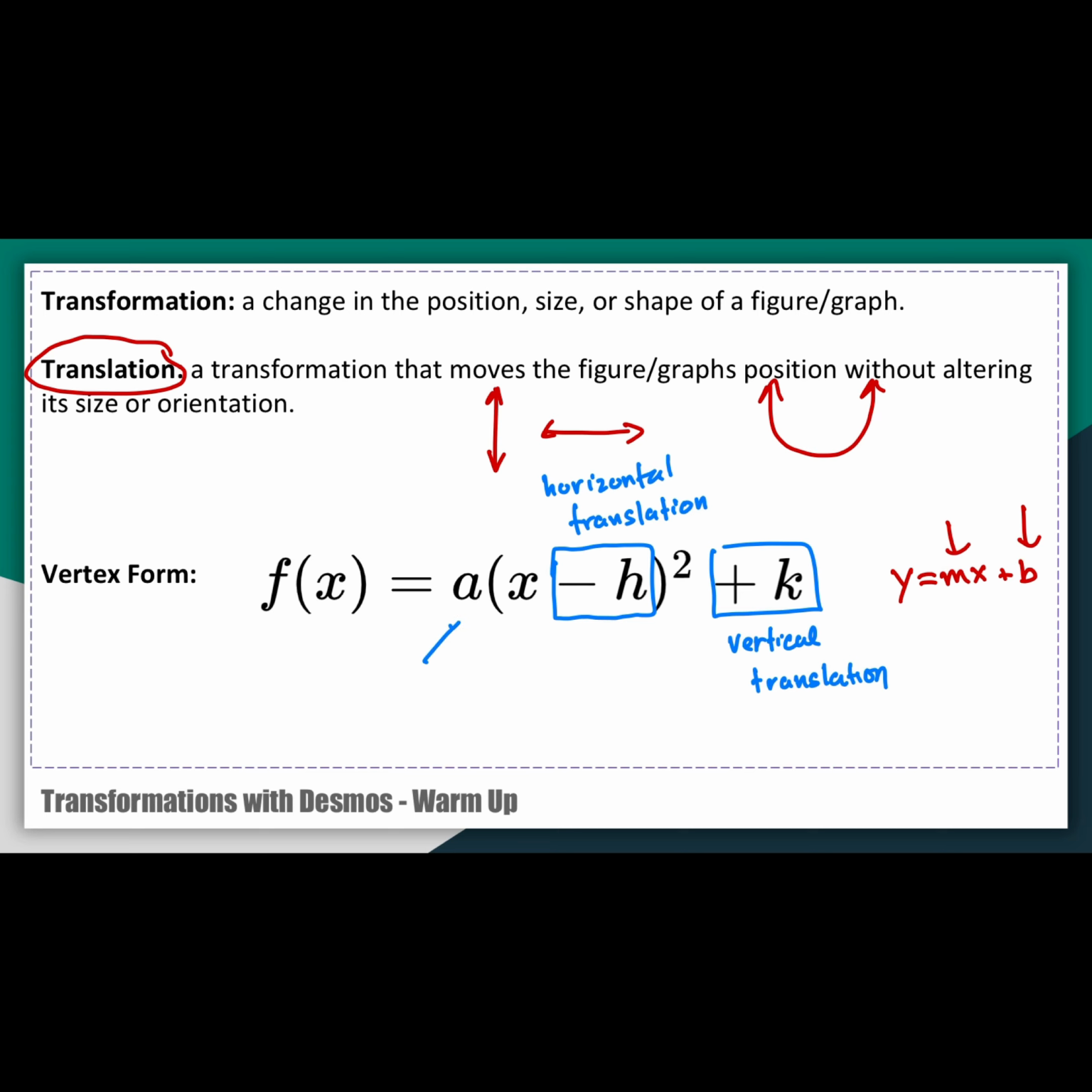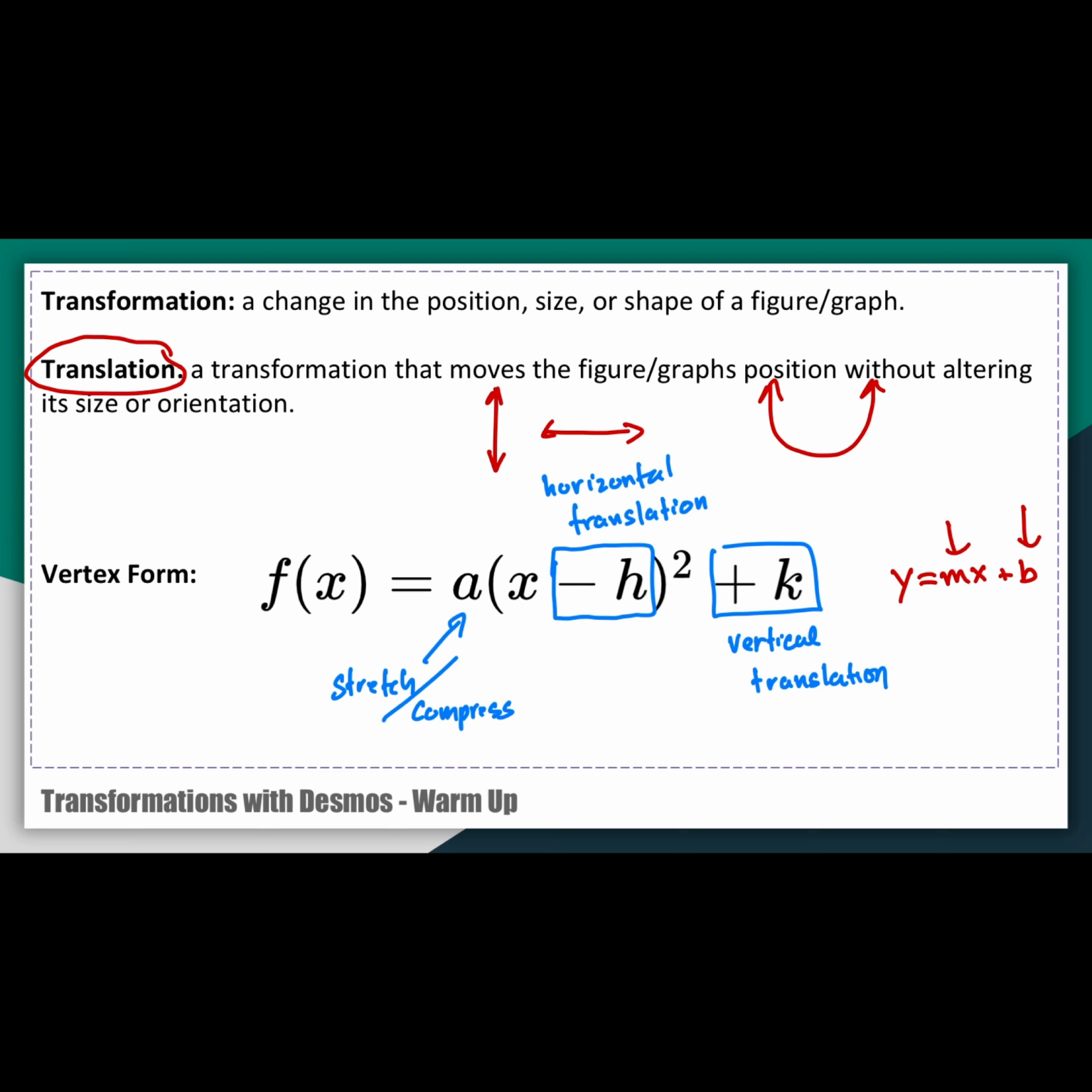Okay. This is going to stretch or compress the graph. Now, stretch and compression we're going to leave out of this lesson, and we're going to leave it out because we want to just focus on the translation. So we are just going to be moving it left and right and up and down.